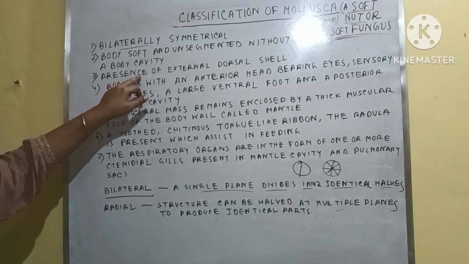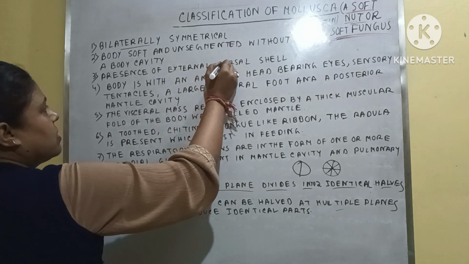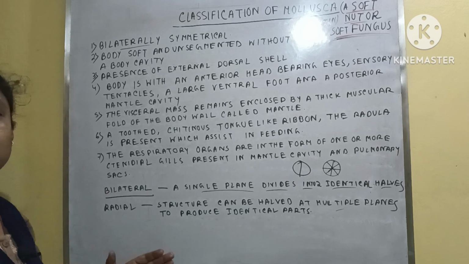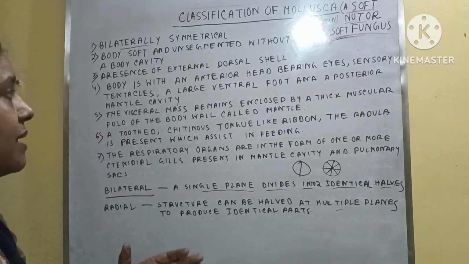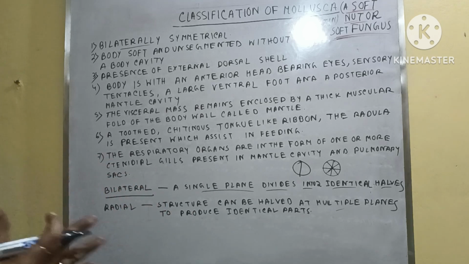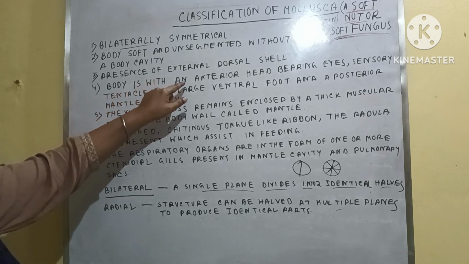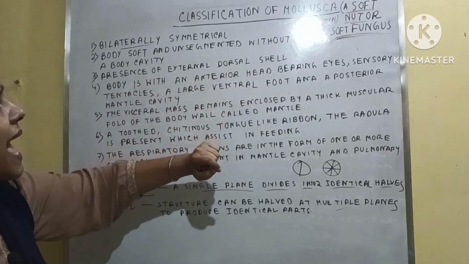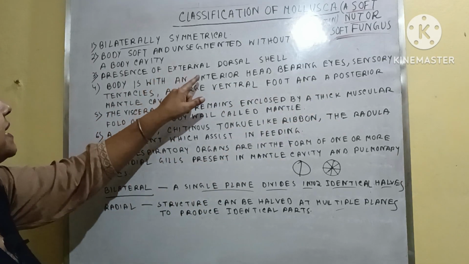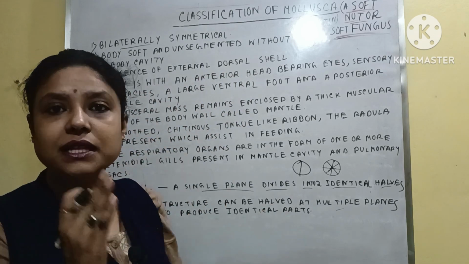Third one is the presence of an external dorsal shell. They have a dorsal shell present, which provides them protection. Fourth one is that the body is with an anterior head and a posterior mantle cavity. So there are two parts of the body: one is the anterior, another is the posterior.